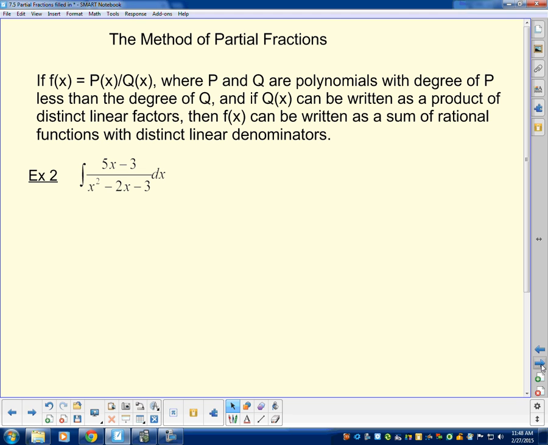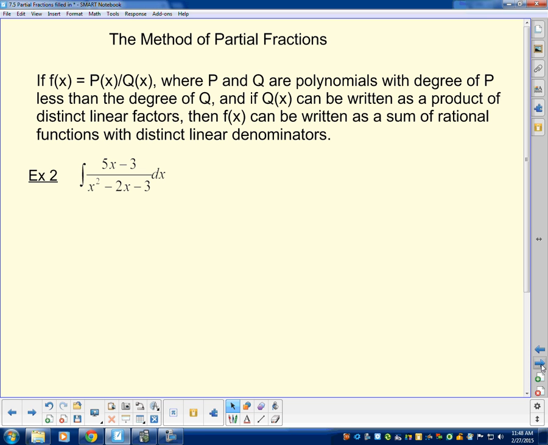What's that? Functions for lines. Yeah. They're expressions that if y equals that expression, it would be a line. Yes. Distinct linear factors. Distinct meaning different ones here. They could be just distinct in terms of their power. We have 2 distinct linear factors here. Then f of x can be written as a sum of rational functions with distinct linear denominators.